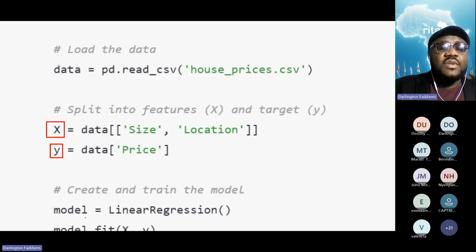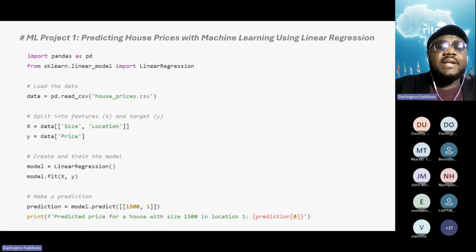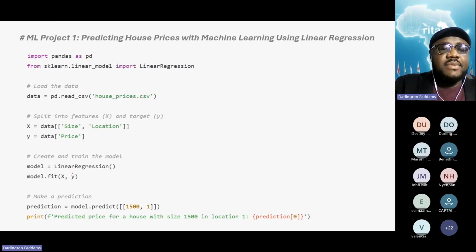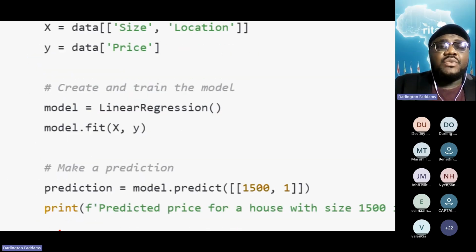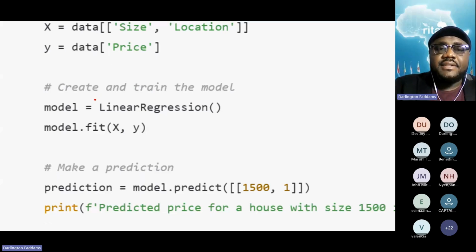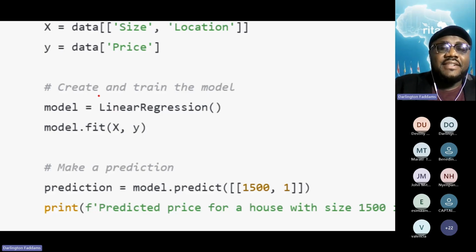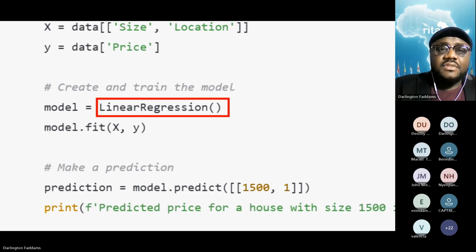After this step, we move to another step where we actually create the model. So over here, you can see create and train the model. And to train the model, you need to call your linear regression here. You need to call your linear regression with parentheses, like a function. So when you call this linear regression, assign it to a variable. And we called it model.